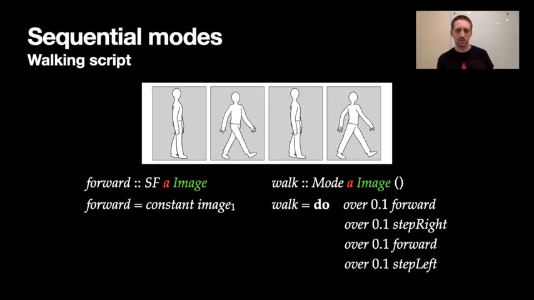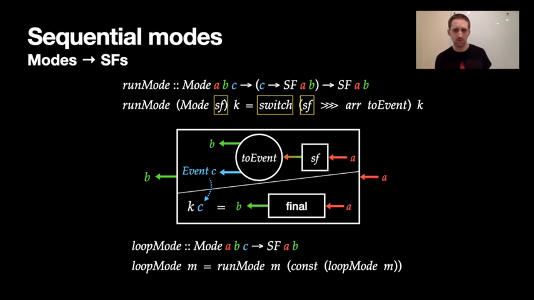When we have this mode that can be represented by this sort of script, we can turn it back into a signal function for whatever application we have that uses signal functions, using an operator called run mode. And run mode is essentially switch, taking the representative signal function out of the mode wrapper and applying switch and a continuation to it. Now, if we don't want to use a continuation, we can loop the mode back on itself and run the script over and over again by calling this operator loop mode, which is a simple definition based on run mode.